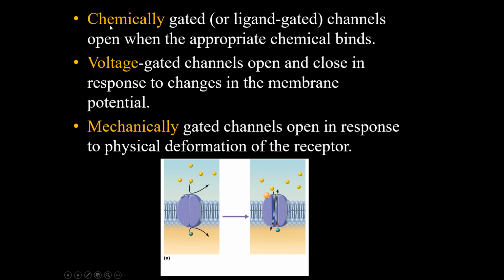Chemicals can bind to them and open them, and that's what happened in the picture earlier. A chemical came in and it bound to this gate, and as a result, this gate opened. A voltage can make a gate open, so let's say electricity is already running through, that opens more doors. You can also use physical deformation, so like you touch something and that can open a gate.